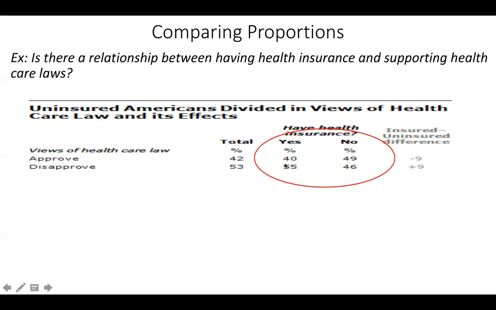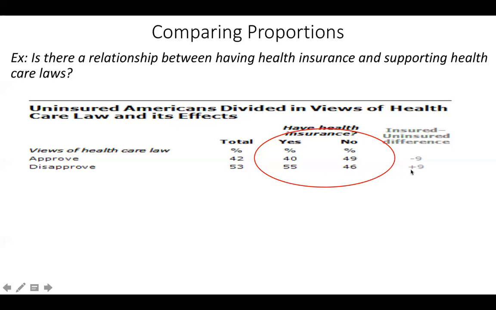Now here we see four different percentages. We have the percentage of people who approve that do have health insurance and the percentage of people who approve that do not have health insurance. So basically the difference here between 40 and 49 is 9%. So among people who approve of the healthcare law, more of them do not have health insurance. Let's look at this row here for disapprove. Here we see that 55% of people who disapprove of the healthcare law do have insurance, whereas only 46% of the people disapproving of the healthcare law do not have insurance.